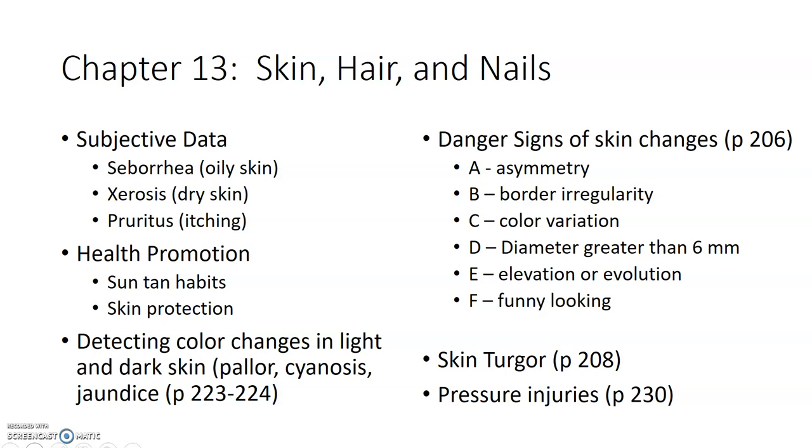Note that skin turgor can be assessed by pinching up the large folds of the skin on the anterior chest, but it can also be assessed by pinching up the skin on the forearm or the back of the hand. You will need to be able to identify either by picture or by description the differences in stage 1, 2, 3, 4, and deep tissue injuries, pressure injuries, that are described on page 230.